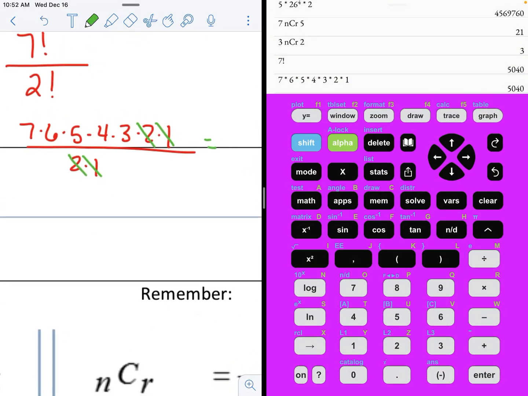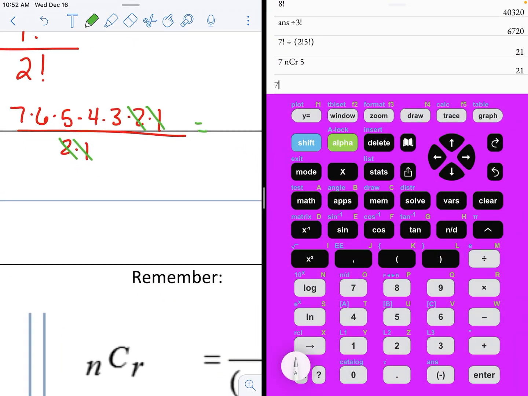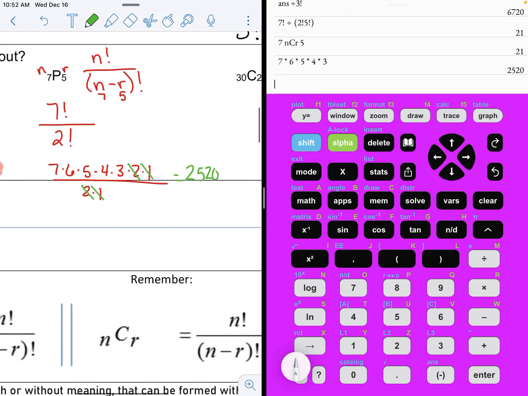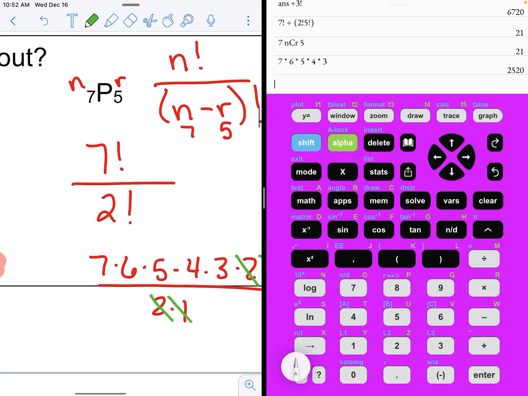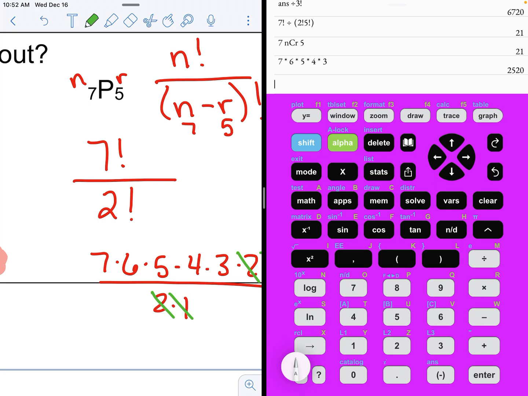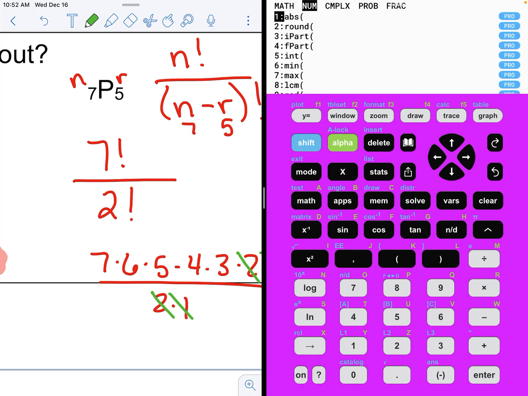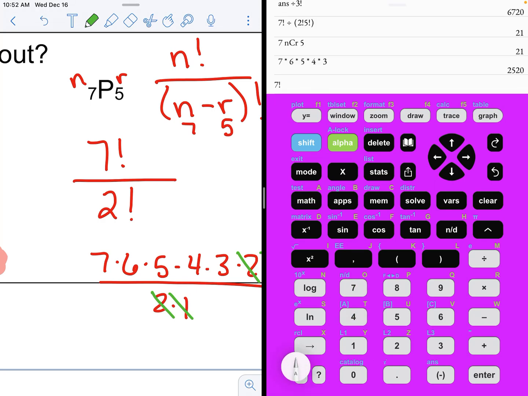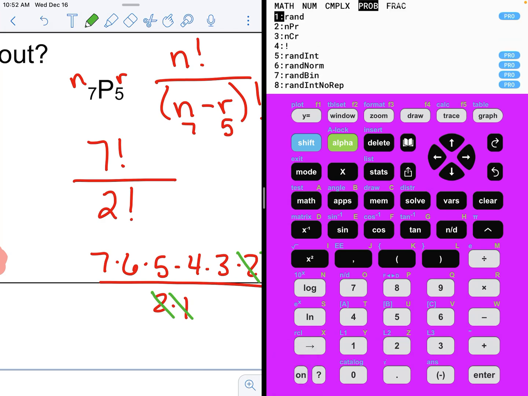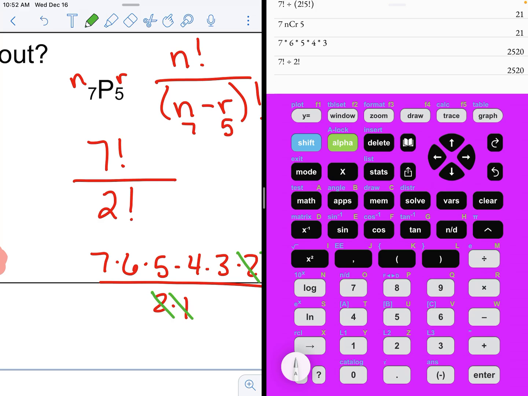Let me zoom in. Ready? So let's type 7 times 6 times 5 times 4 times 3. I don't need 2, 1. So the answer is 2,520. But what's really neat is that you have two other ways of putting this in your calculator to verify if you're right. You can just do 7 factorial divided by 2 factorial, and you get the same thing.